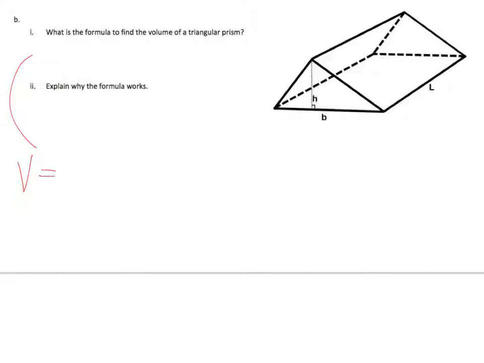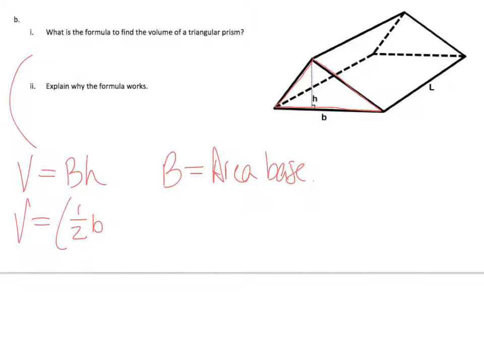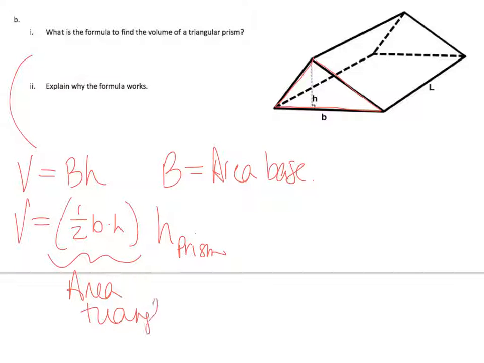Formula to find the volume of a triangular prism. Well, volume, I've always learned like big B times H, where big B equals the area of the base of whatever prism you're trying to find the volume of. So if we have the volume of a triangular prism, our base is a triangle. So big B is 1/2 base of the triangle times height of the triangle times height of the prism. So this right here is area of the triangle times height of the prism.